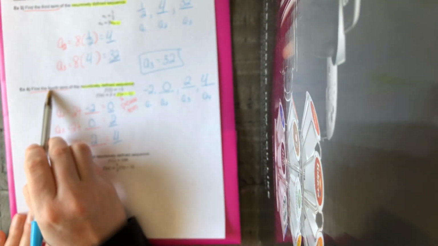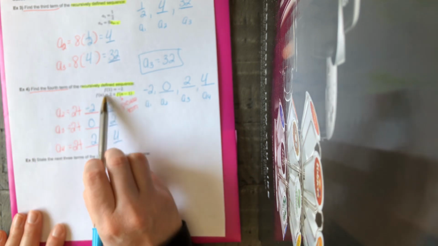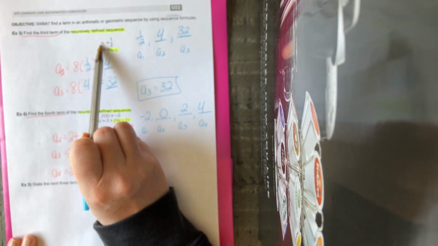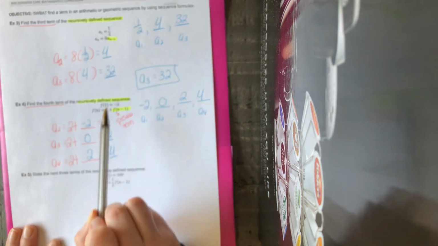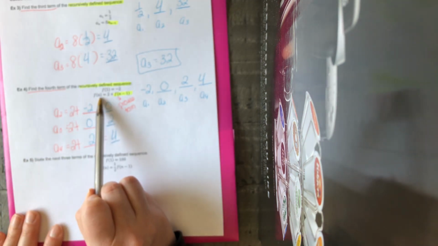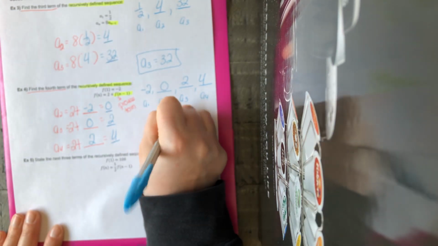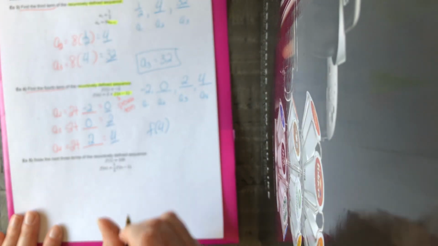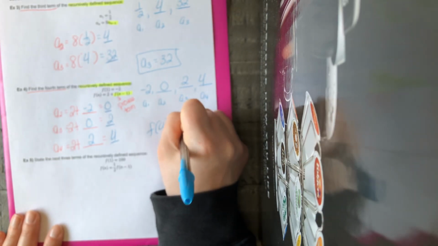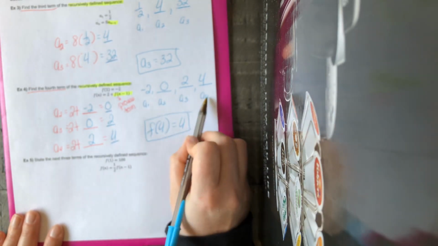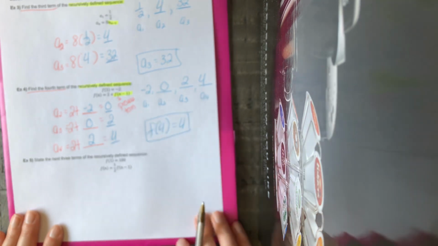So find the fourth term. This one's different because if you look at example 3, it used A sub n. Here I'm using F of n. So I'm going to write it as F of 4. Not A sub 4, but F of 4 equals 4. Just so happens that my fourth term is the number 4.